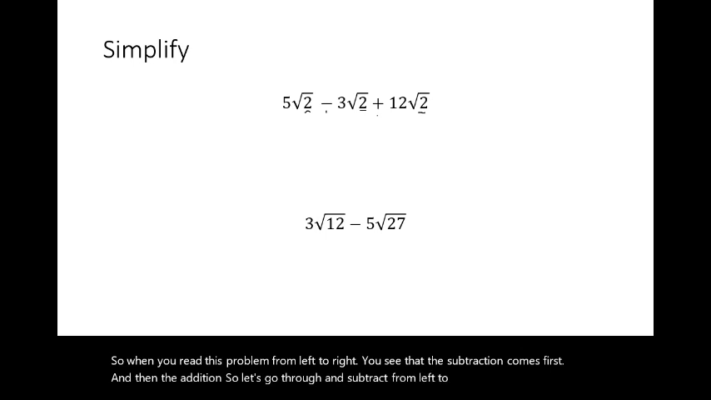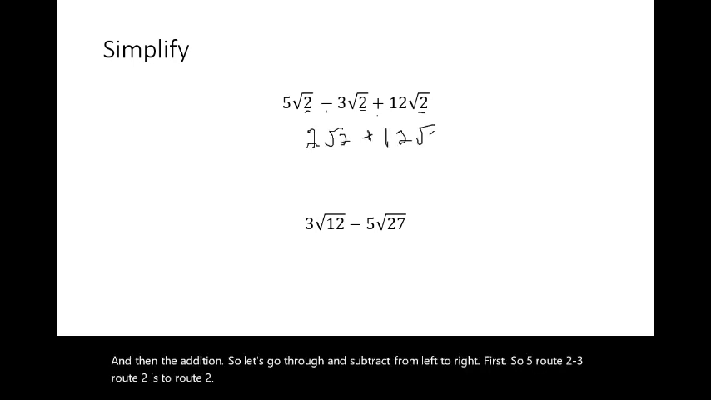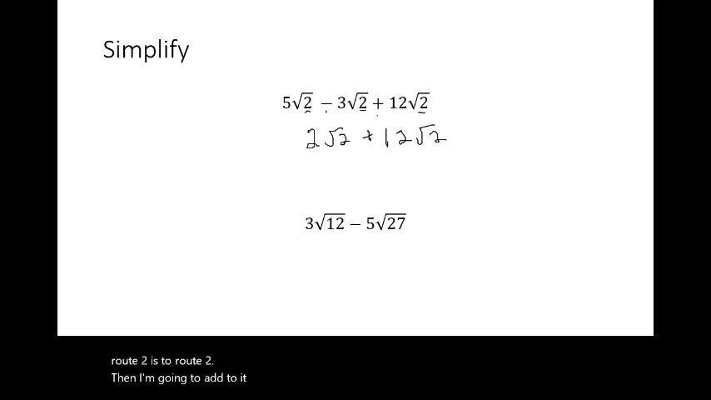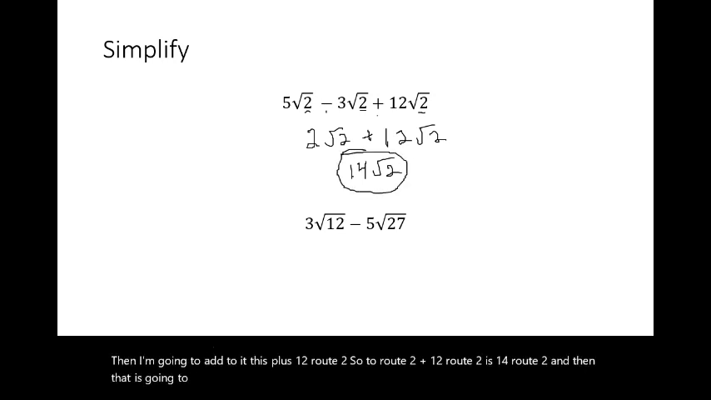So 5 root 2 minus 3 root 2 is 2 root 2. Then I'm going to add to it this plus 12 root 2. So 2 root 2 plus 12 root 2 is 14 root 2. And then that is going to be my final answer. So remember, addition and subtraction is always done in the order they appear when you read the problem from left to right.